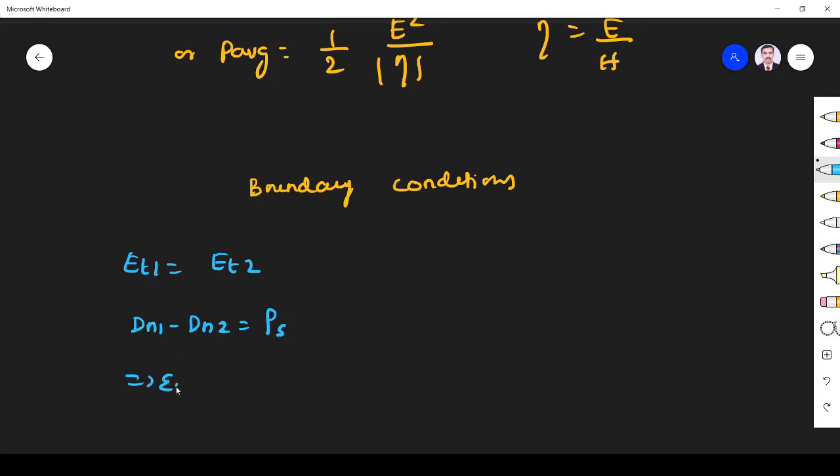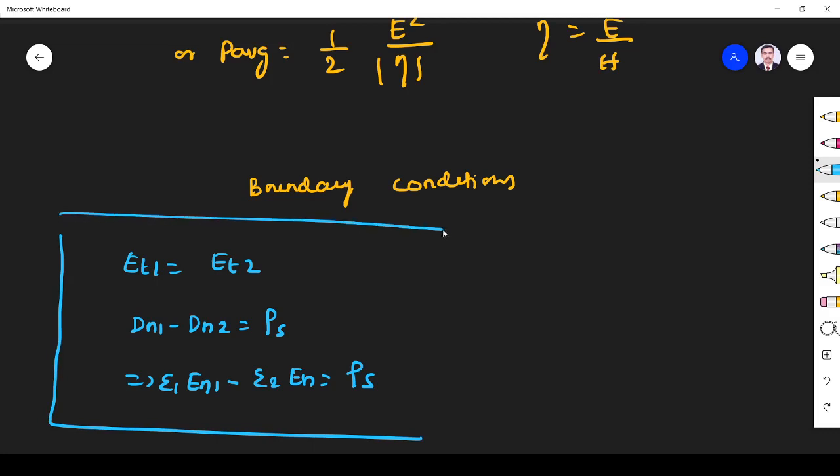This implies epsilon 1 En1 minus epsilon 2 En2 is rho s. Tangential component is equal, normal component is not equal. So tangential component of electric field at the boundary is same, Et1 is equal to Et2, but normal component of electric field is not same, Dn1 minus Dn2. This is for electric field.